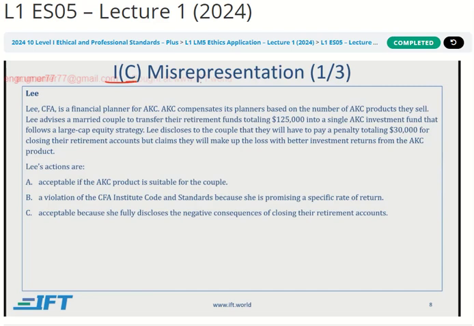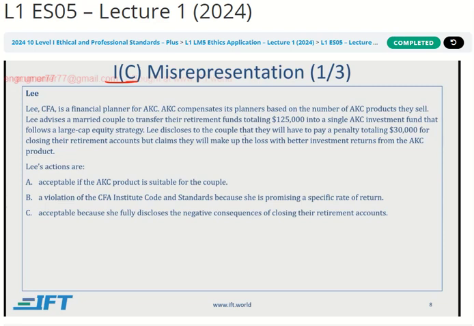Next, we move to Standard 1C, misrepresentation. Lee is a financial planner for AKC. AKC compensates its planners based on the number of AKC products they sell. Lee advises a married couple to transfer their retirement funds totaling $125,000 to a single AKC investment fund that follows a large cap equity strategy.